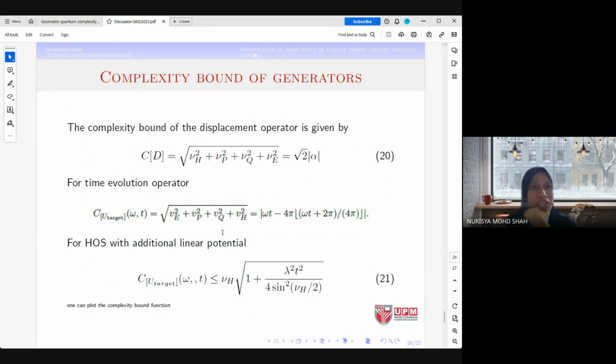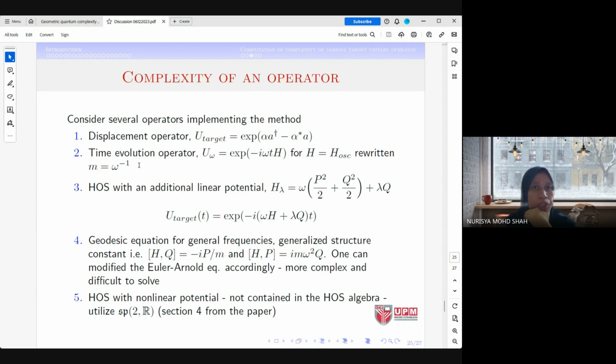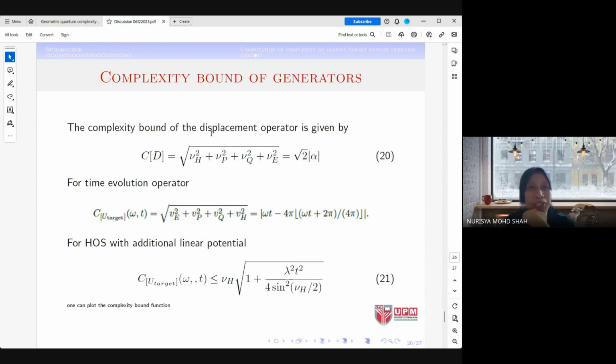I'm about to end. So what did they find? From each of the complexities of the operators, they have the complexity bound of generators. For example, the complexity bound of the displacement operator is given by, once you find all the magnitudes, you follow these rules, given by equation 20. For the time evolution operator, I have not gone through this part in detail, but I just put in the equations.